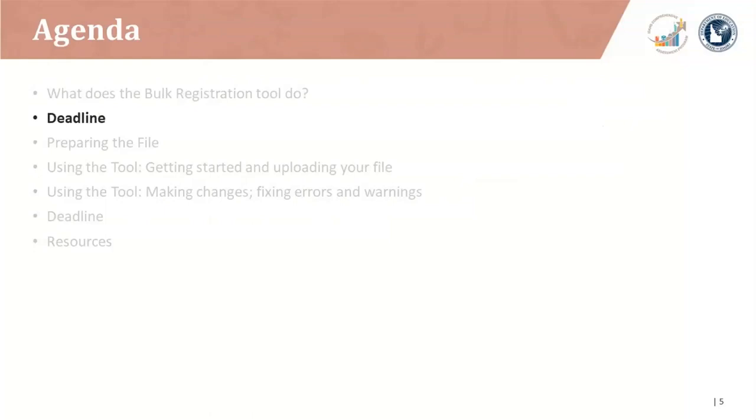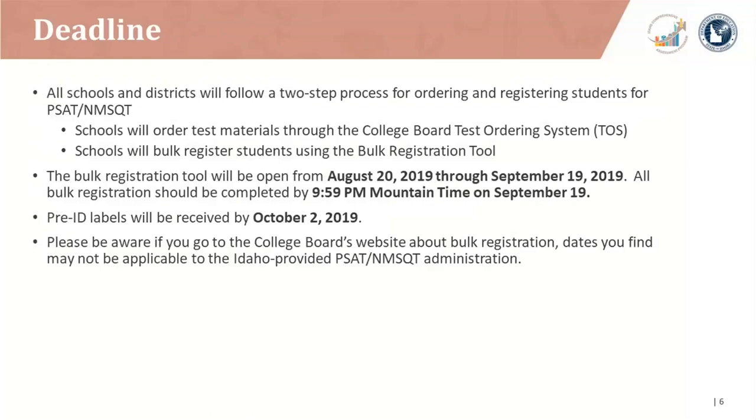So what are some of the key deadlines? First, there's a two-step process for completing a PSAT NMSQT order and registration. First, schools will order their test materials through the College Board Test Ordering System, or TOS. Second, schools and/or districts will use the bulk registration system for pre-registering their students.